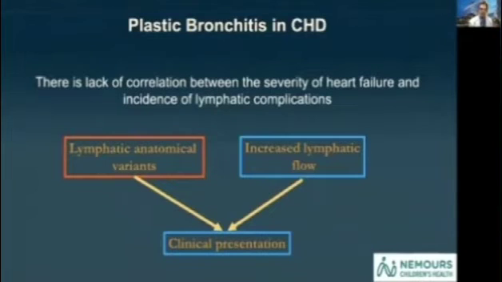And what supports the fact that there's a lymphatic anatomical variant is that there's absolutely no correlation between severity of the heart failure and incidence of any lymphatic complication, including plastic bronchitis. That means, again, that you have to have increased lymphatic flow, but also this anatomical variant.